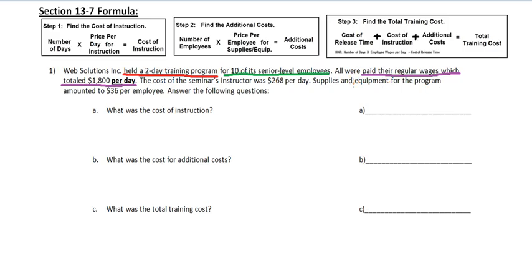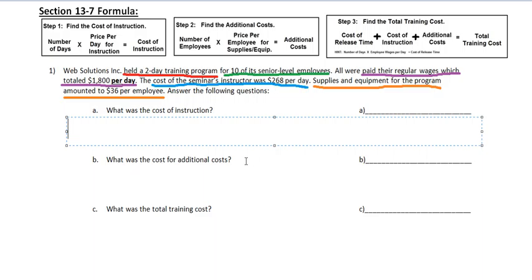So once again, all of these employees were paid their regular wages, which totaled $1,800 per day, and the cost of the seminar's instructor, now this is the person who's doing the teaching, they're going to get paid $268 per day. There were some supplies and some equipment for the program, and that came out to being $36 per employee. Once again, per employee. So please keep that in mind. All right, once we know all this info, let's jump right on in.